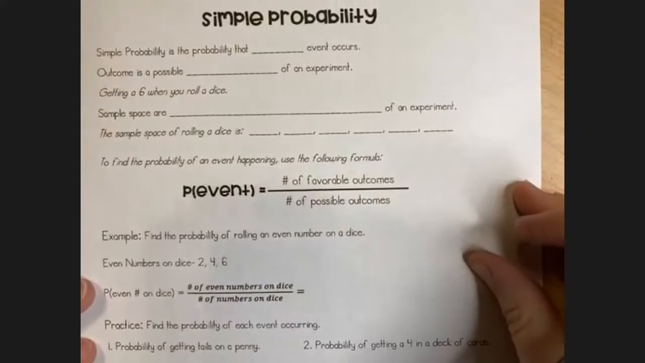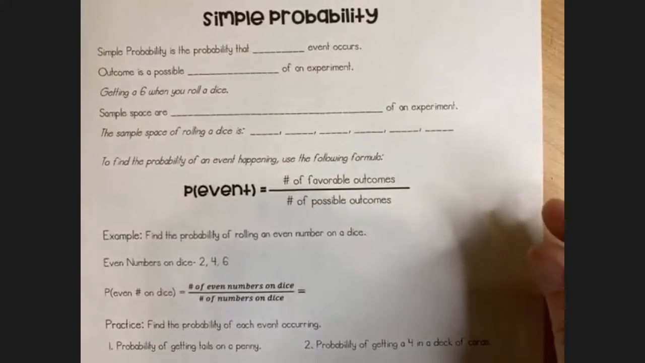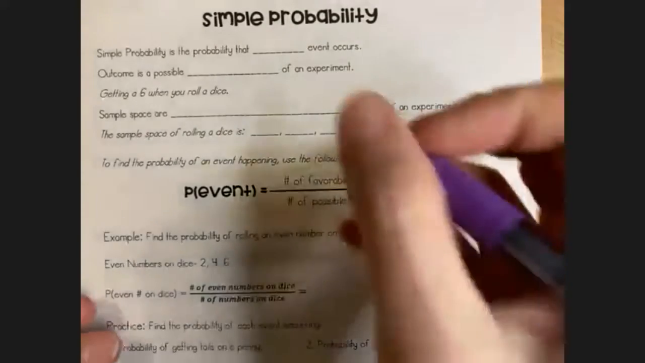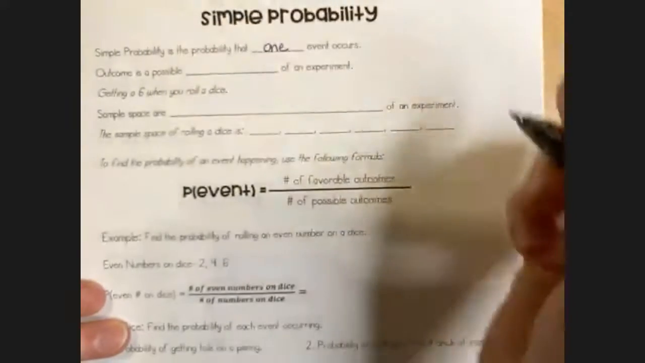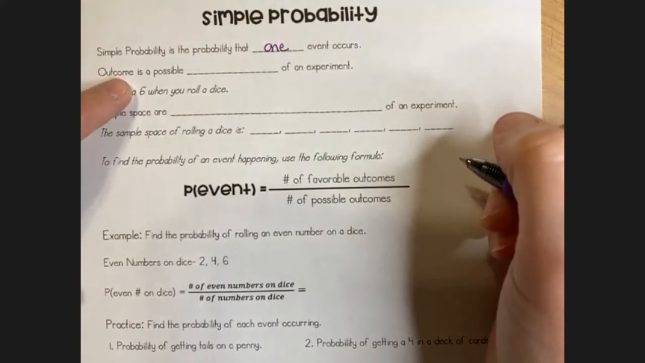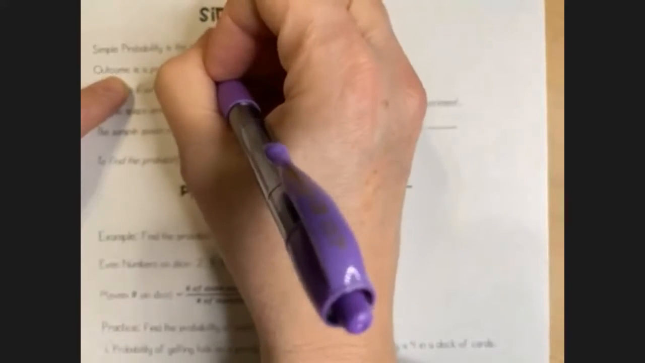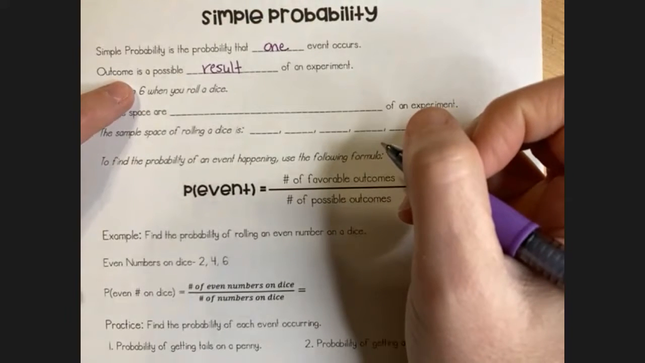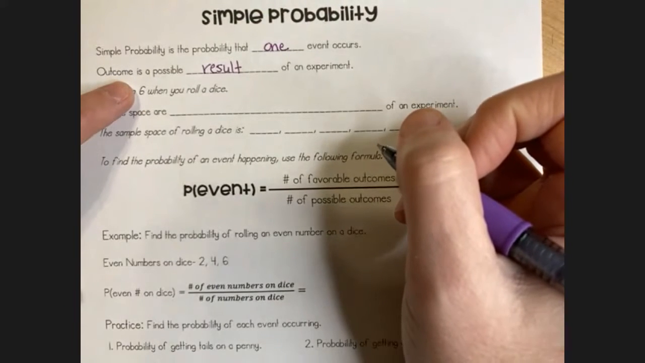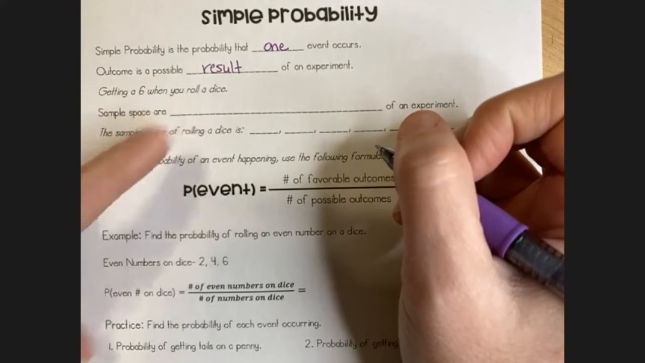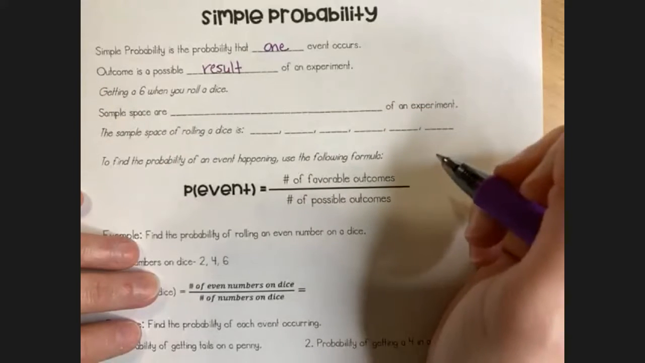So simple probability is the probability that any event will occur. That simple probability is that just that one simple event will occur, just one. Outcome: an outcome is basically a possible result of an experiment. And so I can have many different outcomes. We'll talk about this a little bit more, but we're going to be putting those outcomes as part of our probability. Getting a 6 when I roll a die, that's only one outcome.